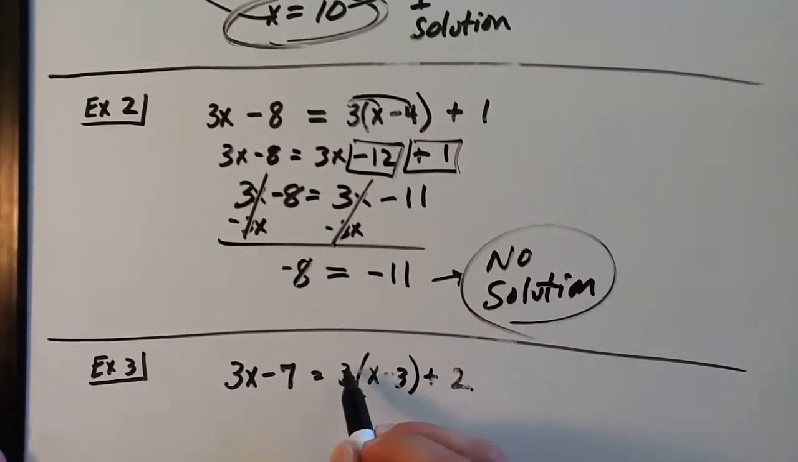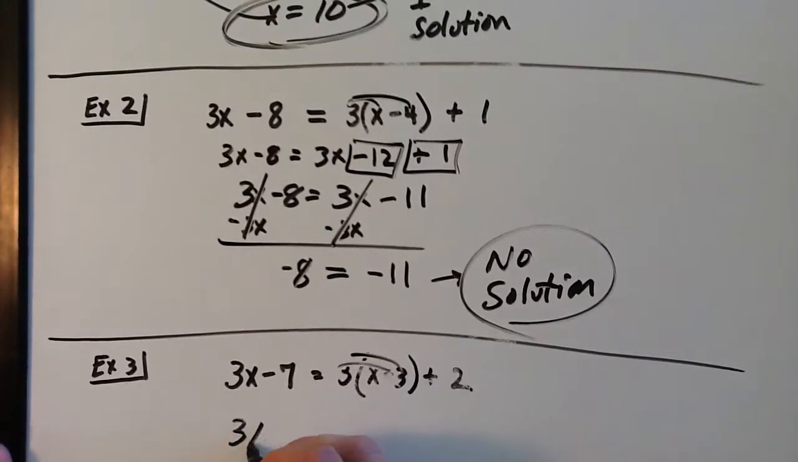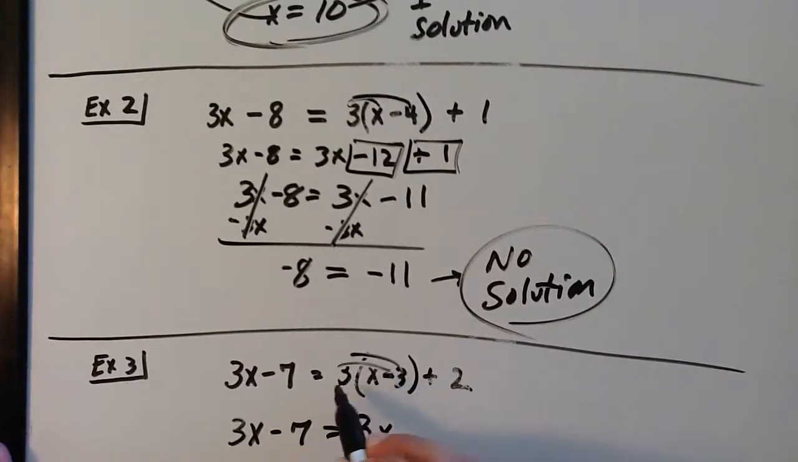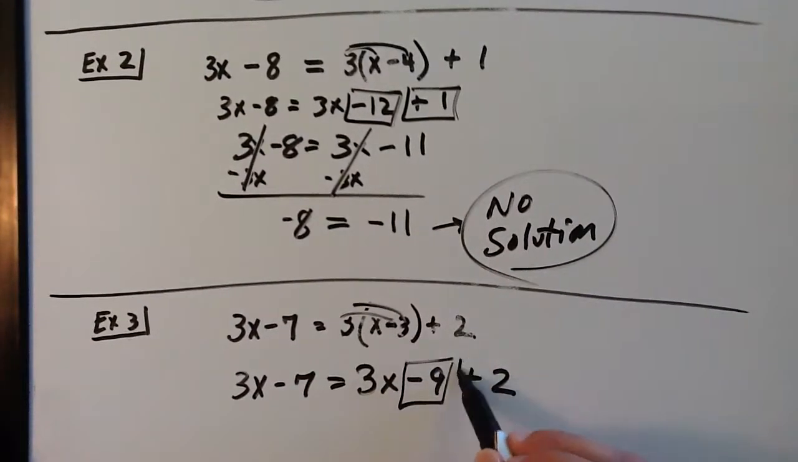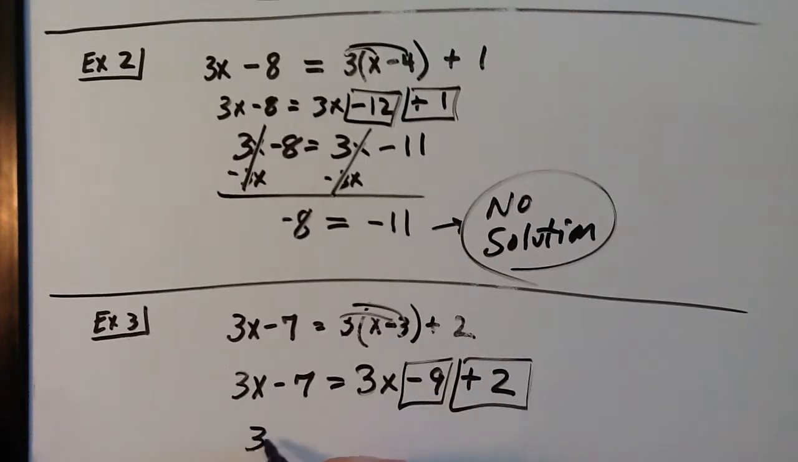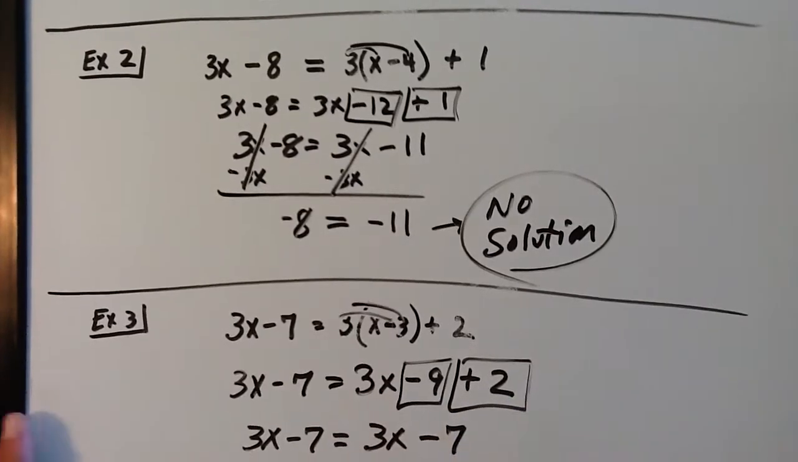Example number 3. Again, I'm going to eliminate the parentheses by the distributive property. So I have 3x minus 7 equals 3 times x is 3x. 3 times negative 3 is negative 9. Still got to add 2. Okay, combine these like terms, negative 9 and positive 2. So I would get 3x minus 7 is equal to 3x, negative 9 plus 2, that's also negative 7.